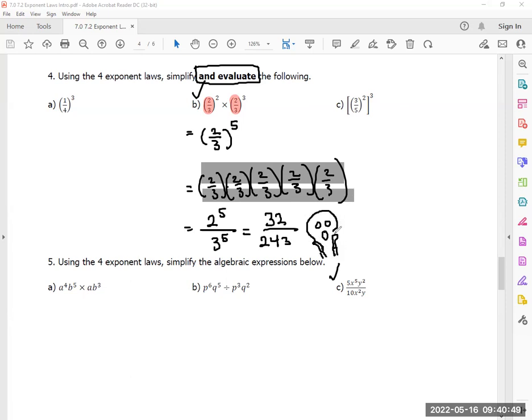Okay? And I expect you to just leave the fraction as that. You don't have to try to solve it if I were to ask you to evaluate, but most likely on this quiz, I will not. I just want to see your exponent laws, so don't worry about it.